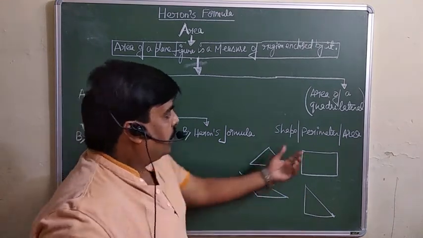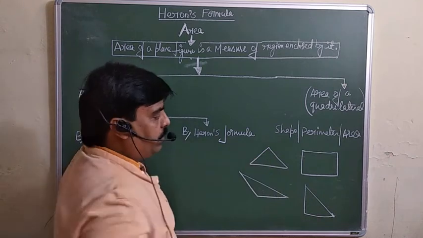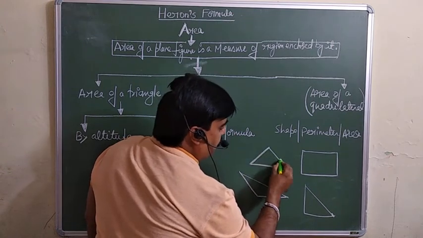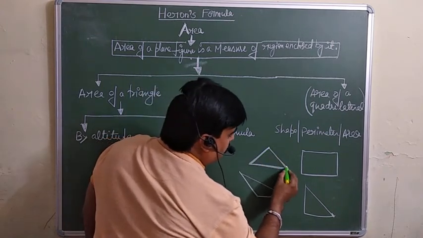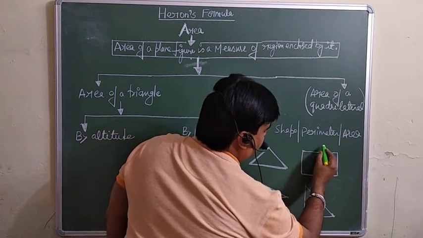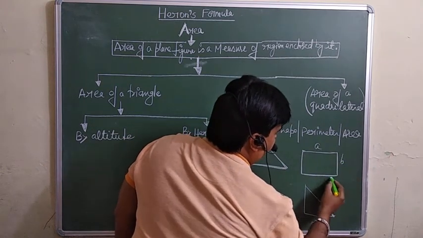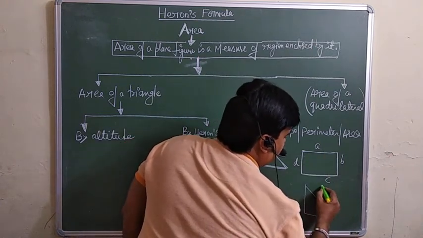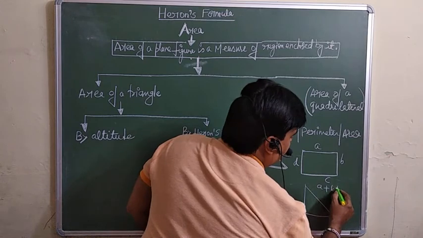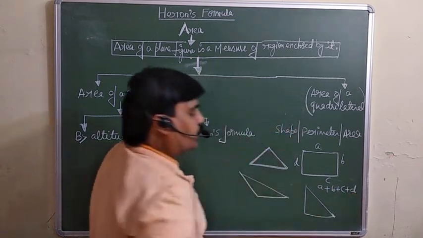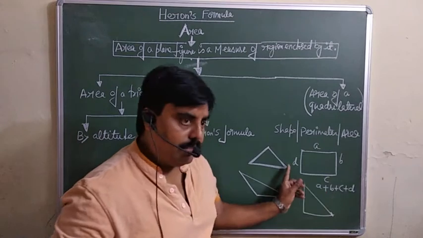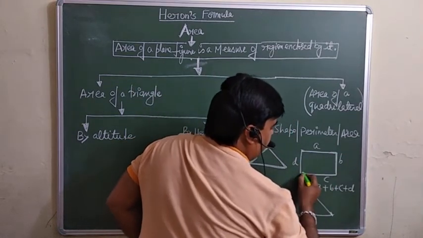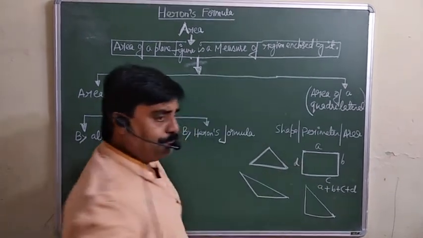Now if we talk about the perimeter, what is perimeter? Perimeter means the sum of all these sides, meaning the boundary. For example, suppose this is A, B, C and this is D. So your perimeter will be equal to the sum of all these, that will be A plus B plus C plus D. So perimeter means the sum of the boundary. If you take this boundary, then you get the perimeter of the given figure, whether it is a quadrilateral or a triangle.